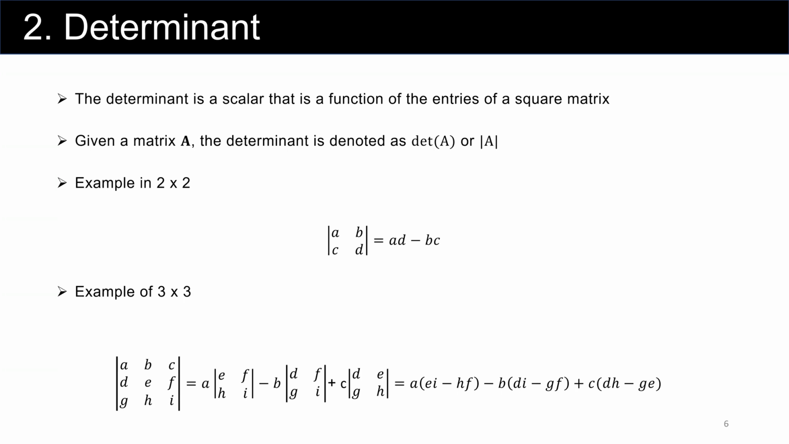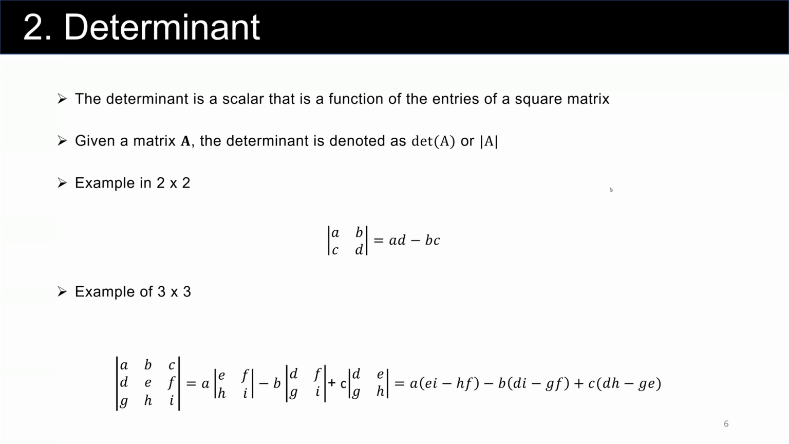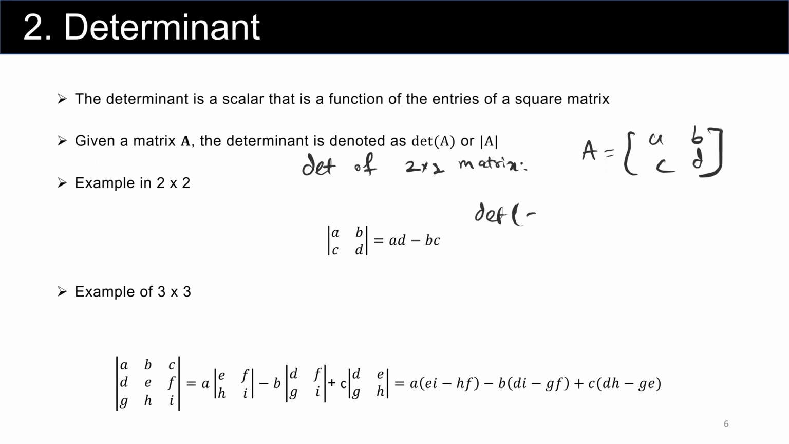But first, let's take a look at specific examples, special cases of the determinant, before talking about the general rule for finding the determinant. So we start with the determinant of a 2 by 2 matrix. Let's define matrix A to be A, B, C, D. The determinant of A is equal to A multiplied by D minus B multiplied by C.